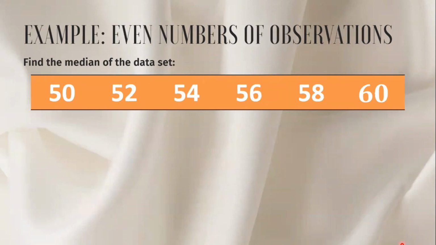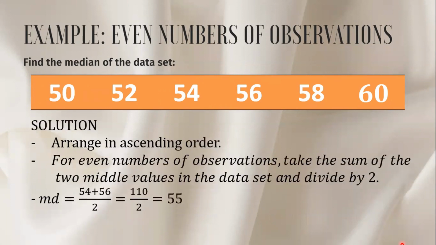On the other hand, if the number of observations is even, like this example, we need to take the sum of the 2 middle values in the data set and divide by 2, after arranging them in ascending order. In this case, the middle values are 54 and 56. Therefore, we must add 54 and 56, which equals 110, and divided by 2 equals 55.